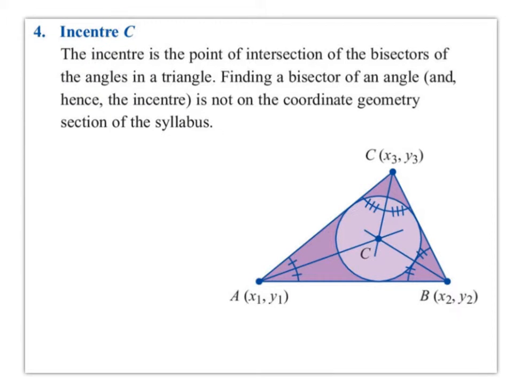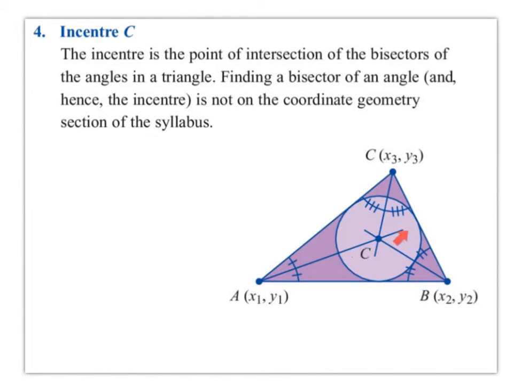Incenter, C. The incenter is the point of intersection of the bisectors of the angles in a triangle. So remember, to bisect something means to cut it in half. So for example, if this is the angle CAB, then this is the bisector of it. So we can see that we have one little line on that angle and one little line on that angle, which means that these two angles must be the same. So this line here must be cutting the overall angle in half.